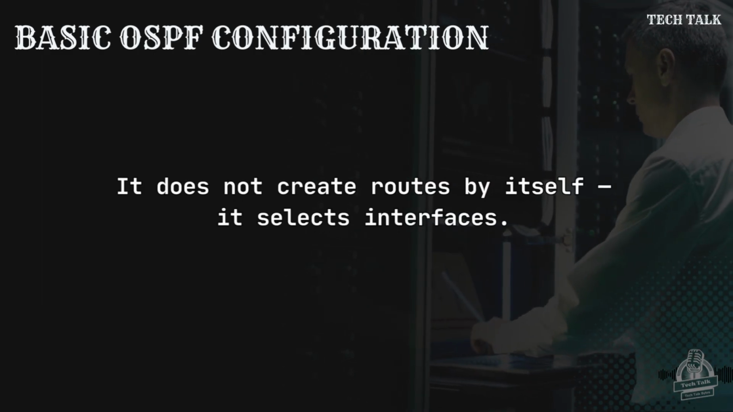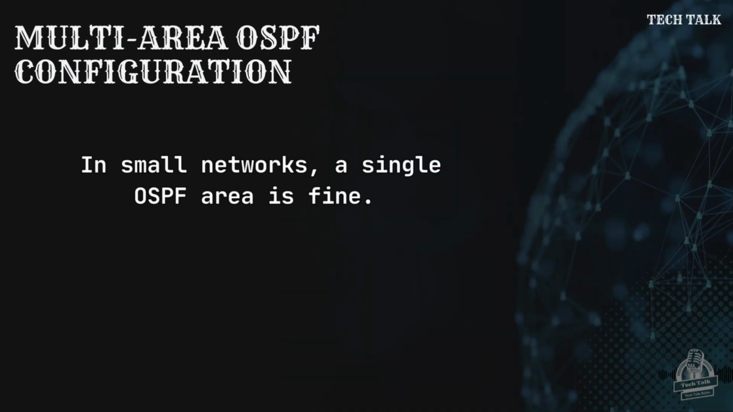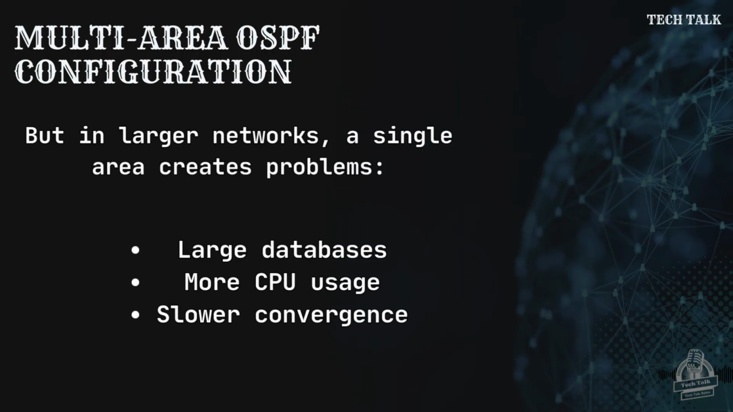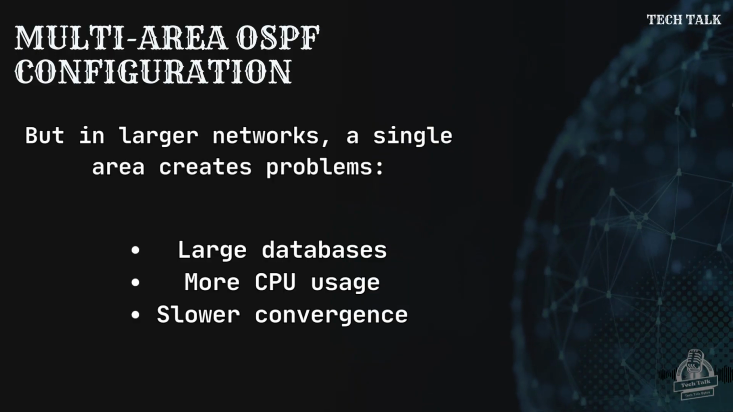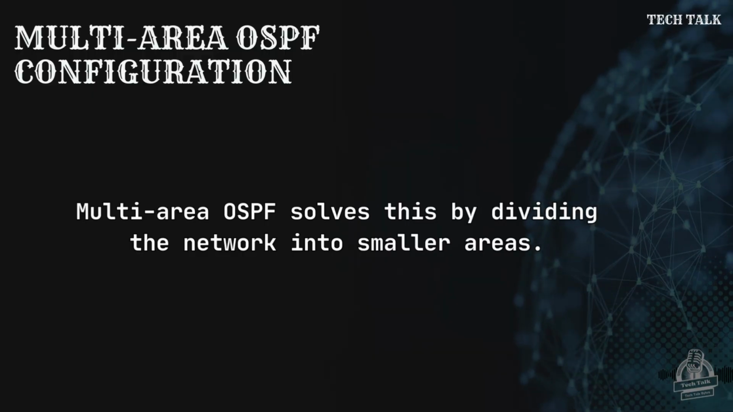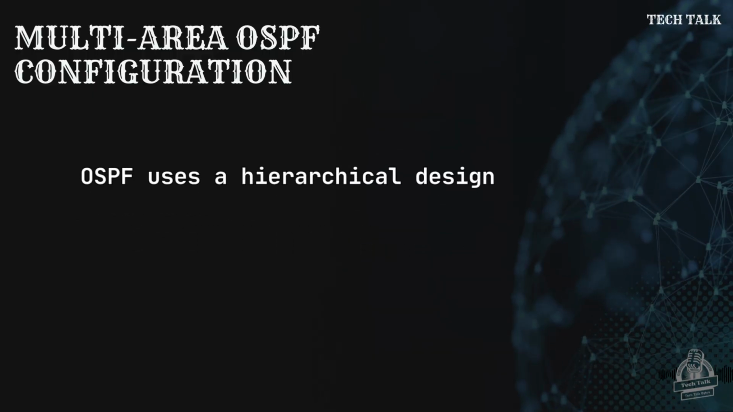It selects interfaces. In small networks, a single OSPF area is fine, but in larger networks, a single area creates problems. Large databases, more CPU usage, slower convergence. Multi-area OSPF solves this by dividing the network into smaller areas. OSPF uses a hierarchical design.